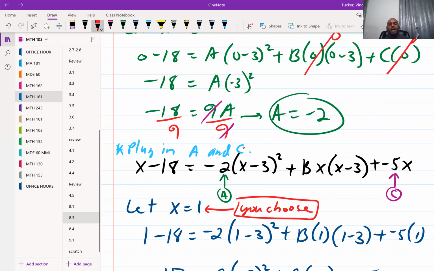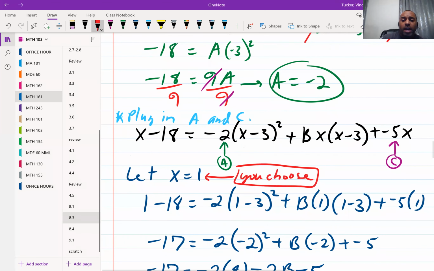So you choose, I always want to choose something easy. I chose +1. Now, of course, you don't want to choose what we've already plugged in for X. Remember, we plugged in 0 and we plugged in 3. So we don't want to use either one of those values. So I chose just +1, something easy. So now that you plug in 1 everywhere you see X, B is the only term that you don't know. So you would just solve it out and then solve for B.